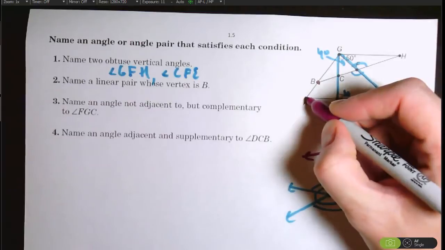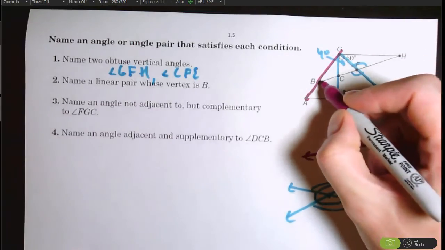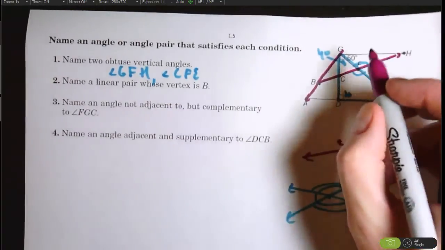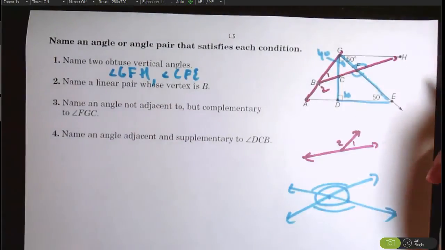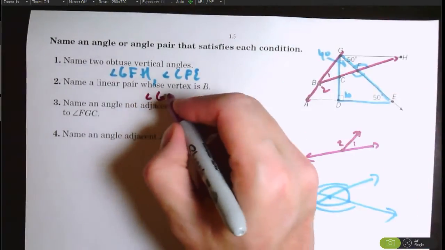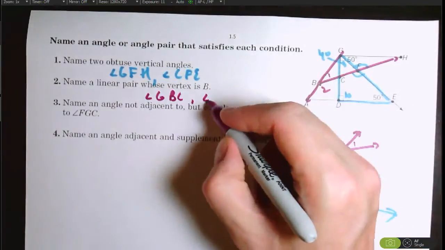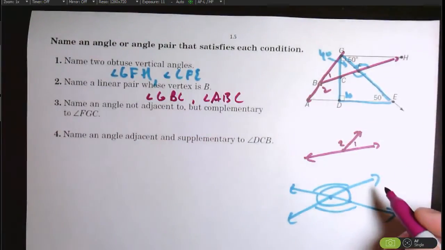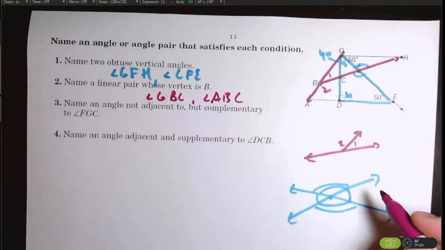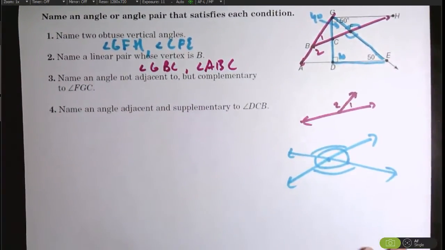So what we're looking for is the line that goes through B. Oh, here it is right here, and here's that ray that shoots off of it. You have these angles here, I'll number them 1 and 2. So angle GBC and angle ABC. Okay. And then I'll jump to 4. I'll leave 3 for you because I can't do all these.